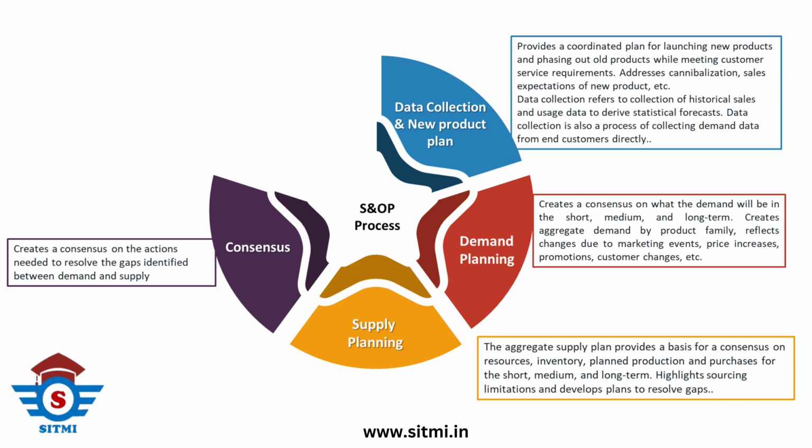And that is why the fourth stage of S&OP is referred to as consensus plan, or sometimes it is also referred to as pre-S&OP or pre-sales and operations planning. A few authors also call this step financial integration. Now this step helps to create a consensus on the actions needed to resolve any gaps that are identified in the demand planning and supply planning process.